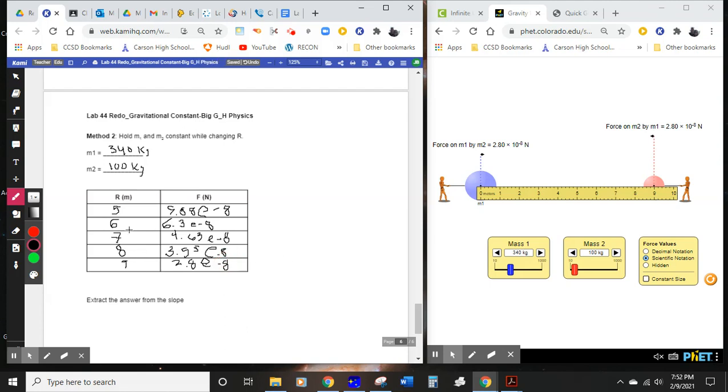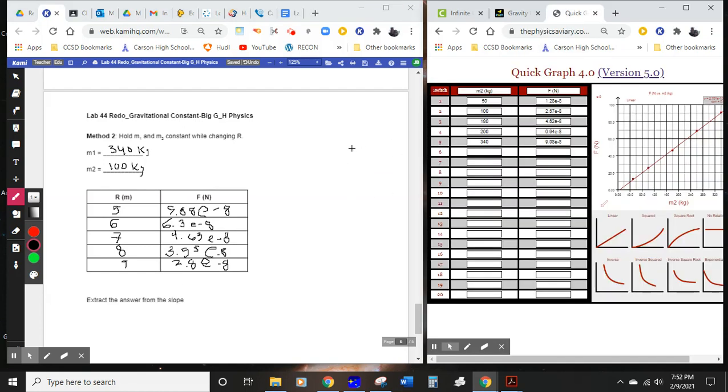We can see here as we increase the distance, the force of attraction decreases. We're not sure yet if this is exponential, or linear, or what we've got going on. So let's go to quick graph and graph what we have here first of all.